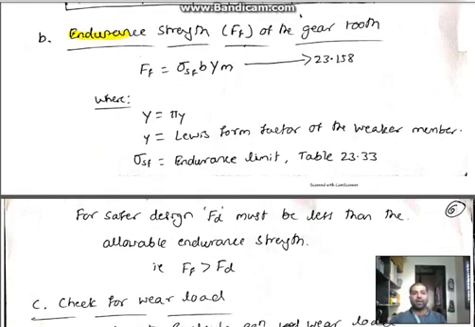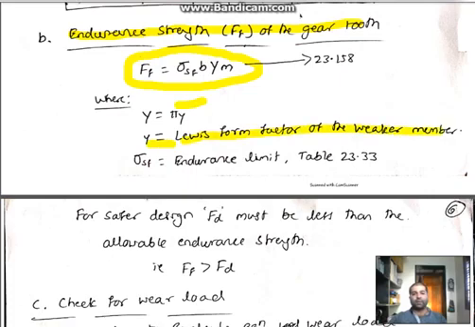B-bit, endurance strength of the gear. The endurance strength equation is given here. In this equation, where capital Y is pi y, y is the Lewis form factor of the weaker member, sigma eF is the endurance limit. That value is taken from the table 23.33. For safer design, FF is greater than FD.